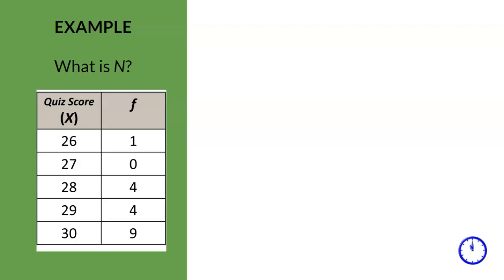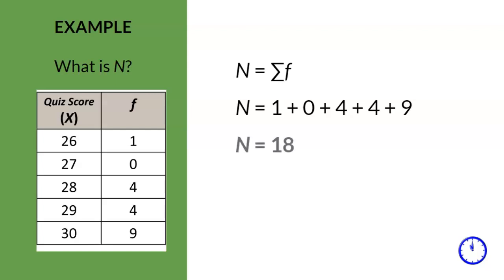For this example, we use the formula n equals the sum of f, which means that we will add all the frequencies together, which is 1 plus 0 plus 4 plus 4 plus 9. So the answer is 18. A total of 18 students took the syllabus quiz. The box indicates the final answer.